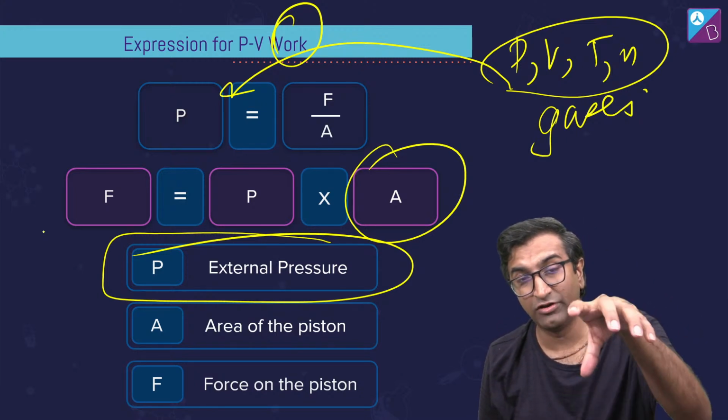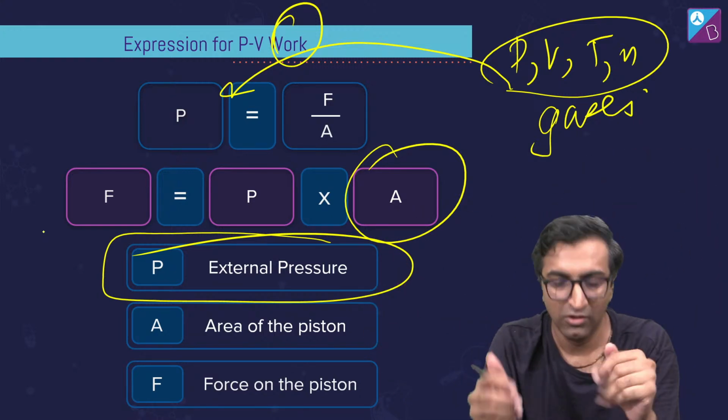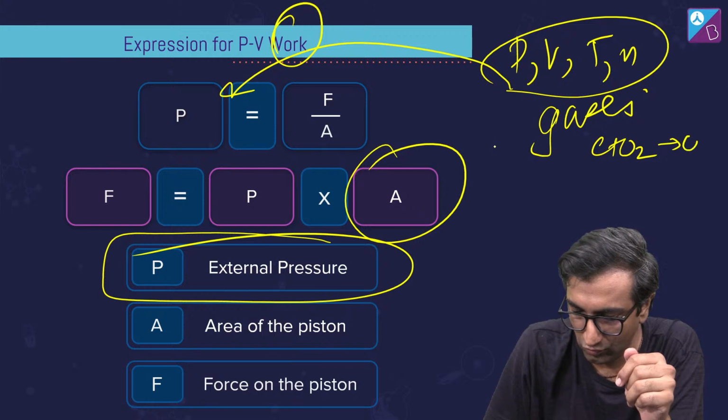I'll address this again जब हम लोग reactions की बात करेंगे, क्योंकि वहां पे external pressure almost always will be the atmospheric pressure. कैसे? देखो, if I say C plus O2 gives CO2, तो क्या बन रहा है?